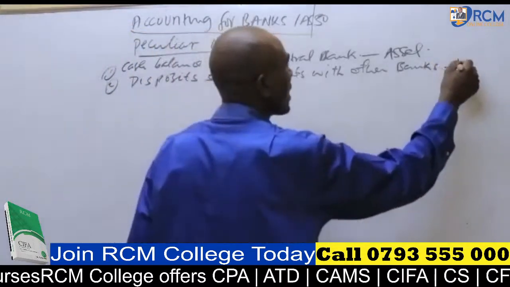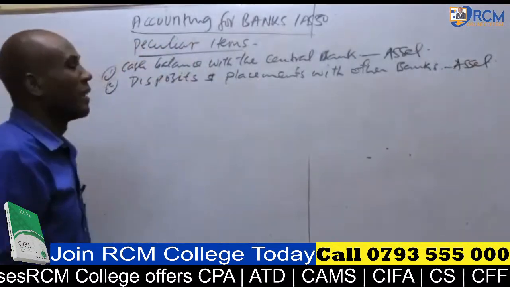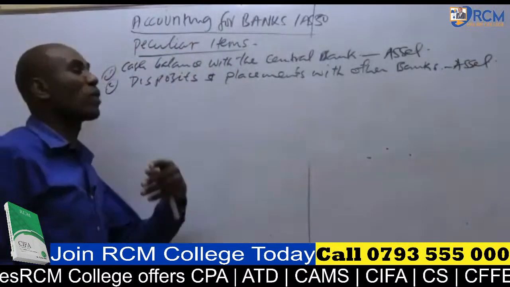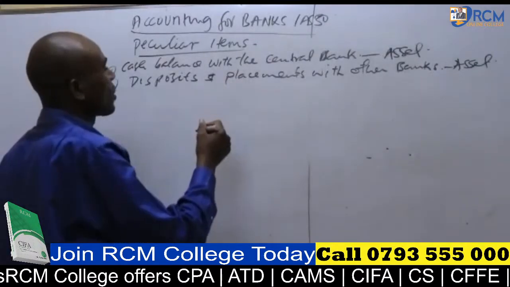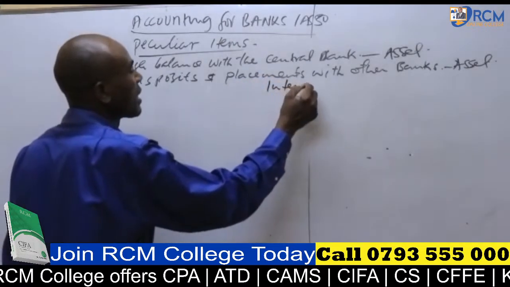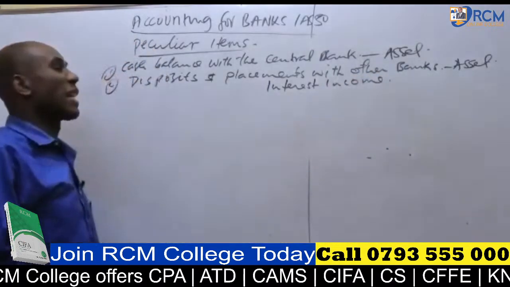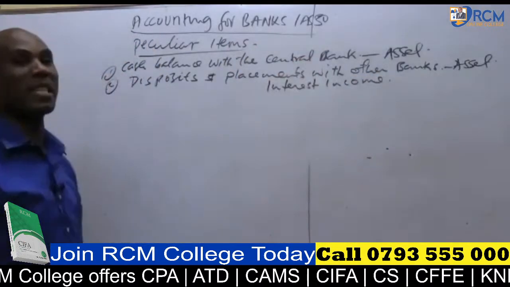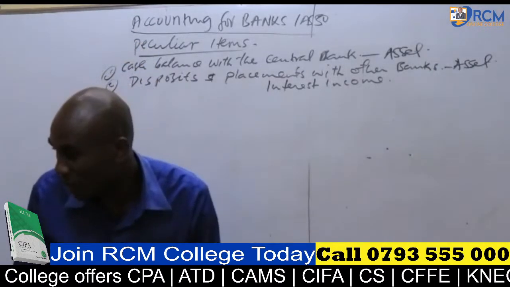And remember, if you are depositing some cash with another bank, then that cash will accrue interest because that bank will be lending it out. Therefore, out of these deposits and placements with other banks, we have what we call interest income. Apart from just being an asset, we shall also get interest income.